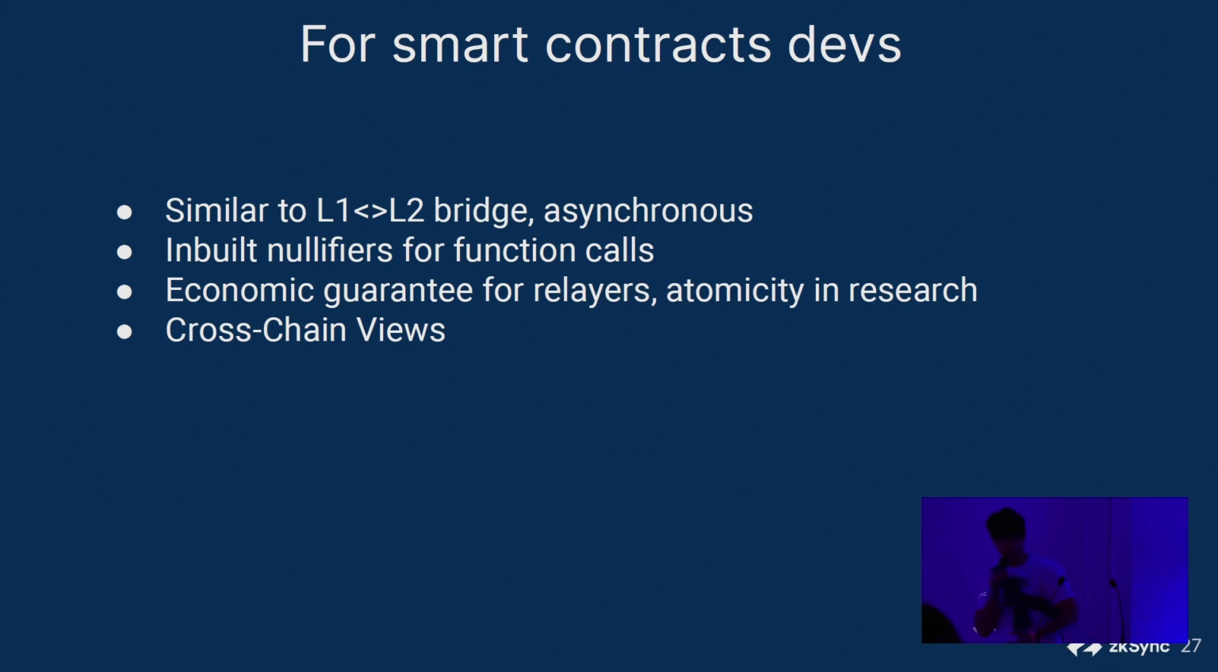So for smart contract devs, hyperbridges will be similar to the L1 and L2 bridge. They will be asynchronous. Specifically, they will be similar to the L2 to L1 bridge direction. Here, hyperbridging only happens once the proofs are settled, and it will not be atomic. There will be inbuilt nullifiers for function calls, so devs will not have to worry about double spends and double calls. We will start with economic guarantees for relayers, but we are also researching atomicity.